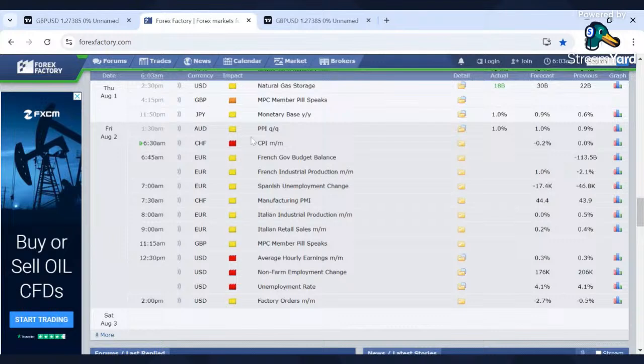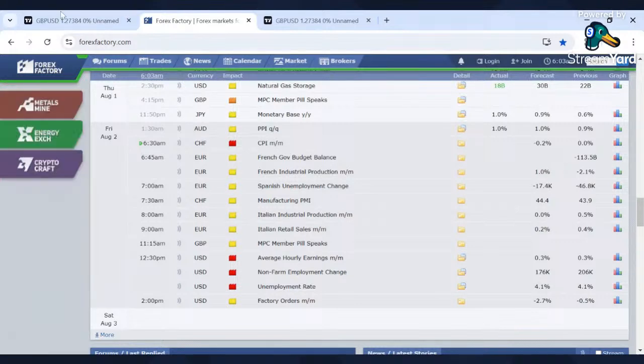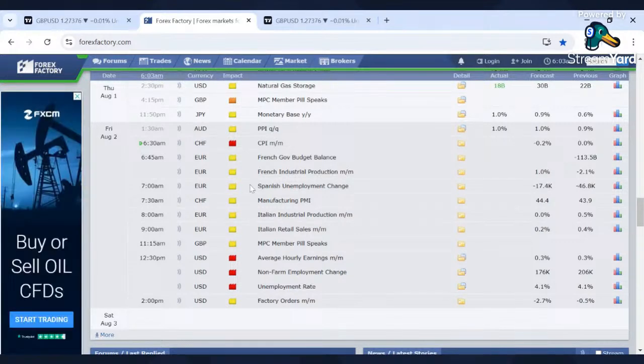So at 6:30, we have CHF CPI news. We are all going to witness how impactful it is and how it is going to affect the pound currency. So we are going to be cautious about it. You are not going to trade at 6:30. After the news has been released, then we enter the market.